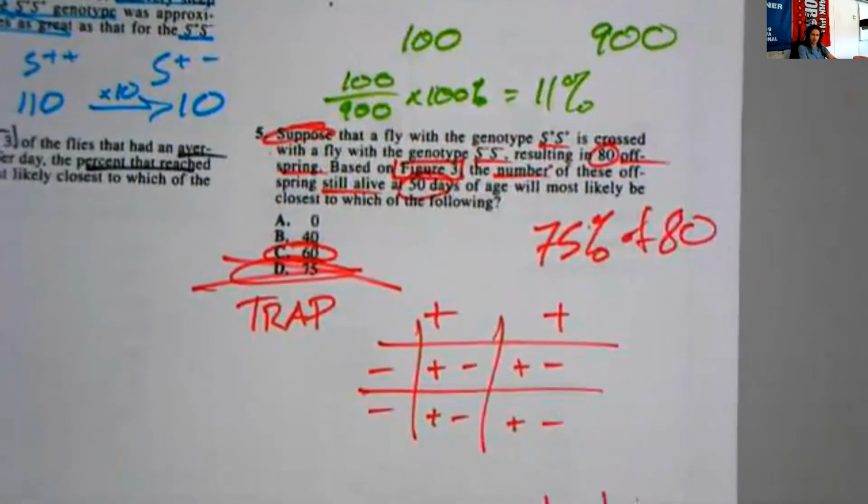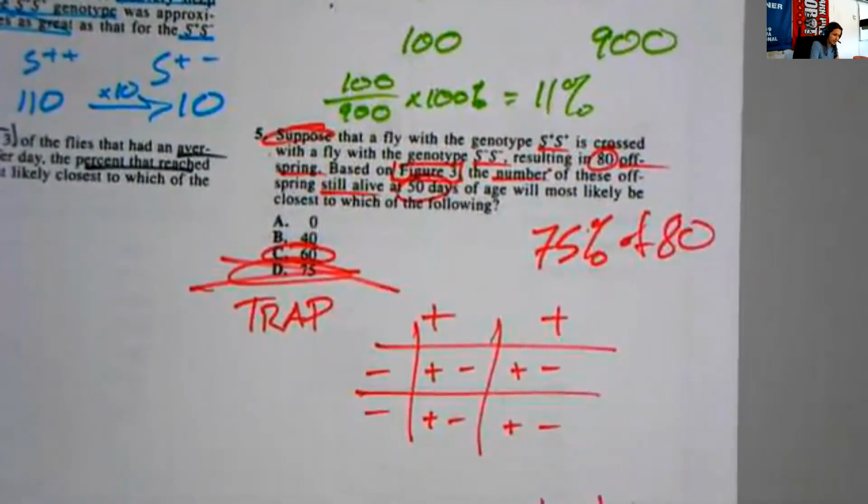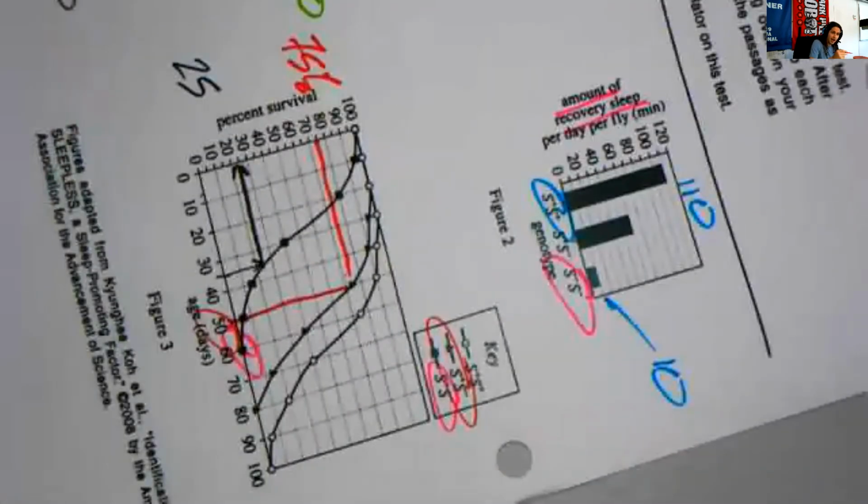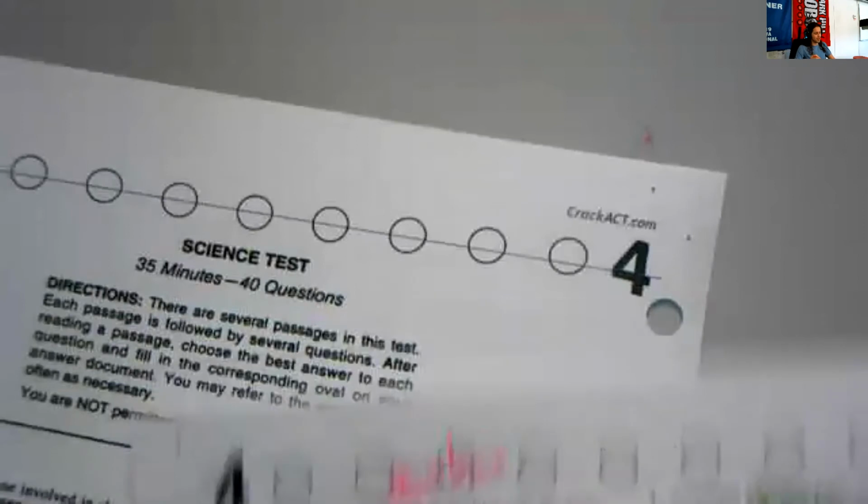Look at questions like that. The number. The question asked about the number. The graph gives the percent. You got to look careful. That is a tricky number 5 question.